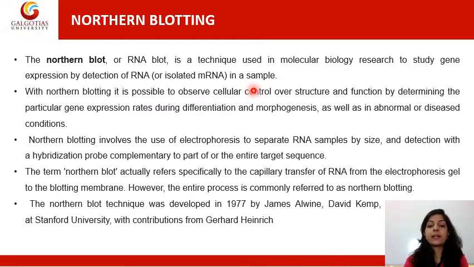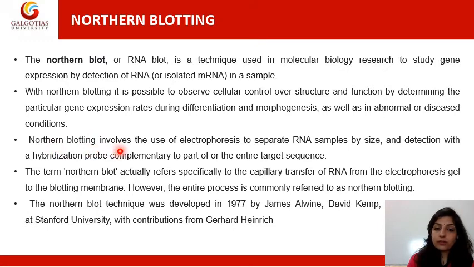So here we perform the detection of RNA, or your isolated messenger RNA, in a sample. With northern blotting, it is possible to observe cellular control over structures and functions by determining the particular gene expression rate during differentiation and morphogenesis, as well as in abnormal or diseased conditions.